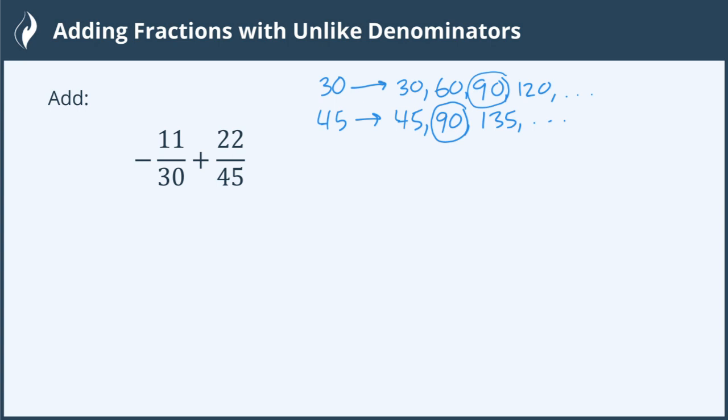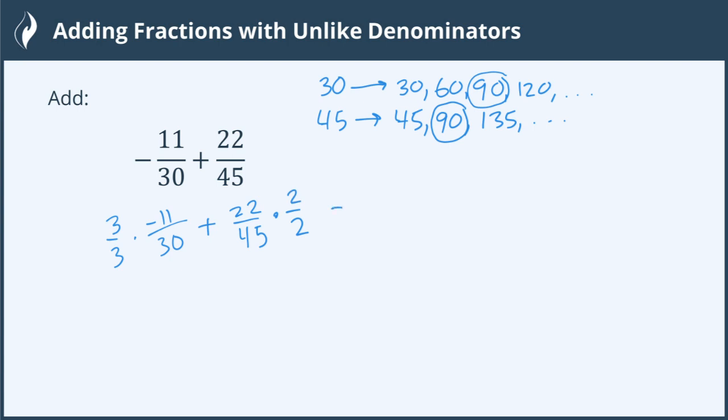I want to turn both of these fractions into fractions that have 90 as their denominator. So to get there, I'm going to multiply negative 11/30 by 3 over 3. That's an expression that's equivalent to 1. So I'm not actually changing the value of it. I'm just changing the way that it looks. And then I'm going to multiply 22/45 times 2 over 2.